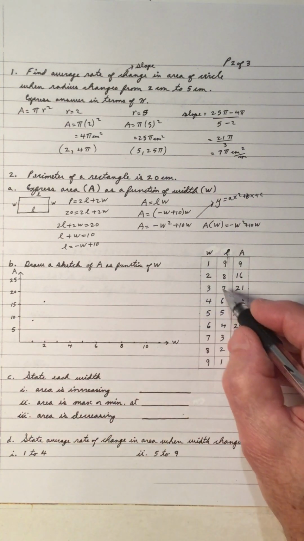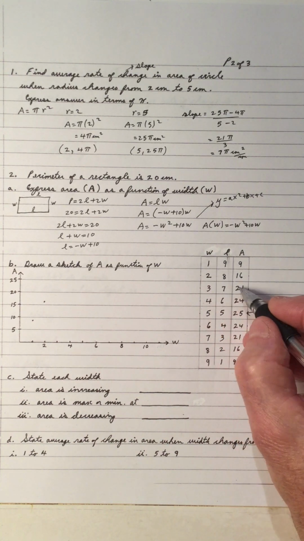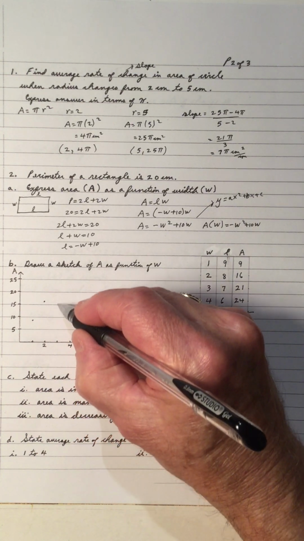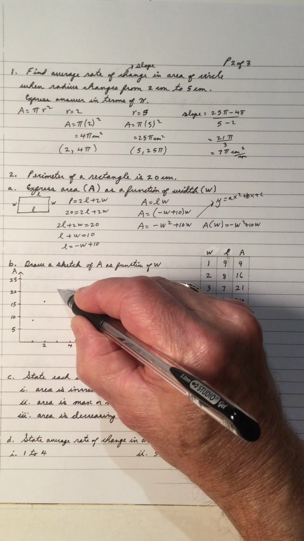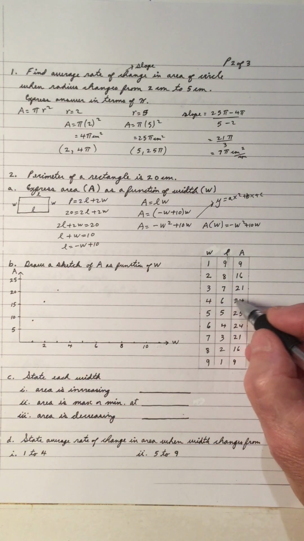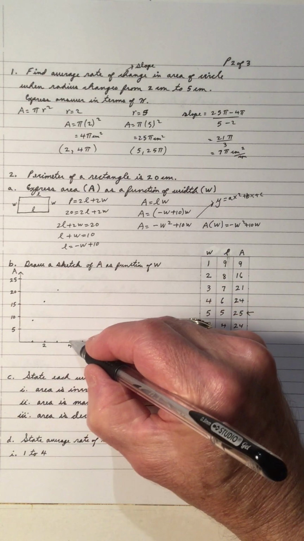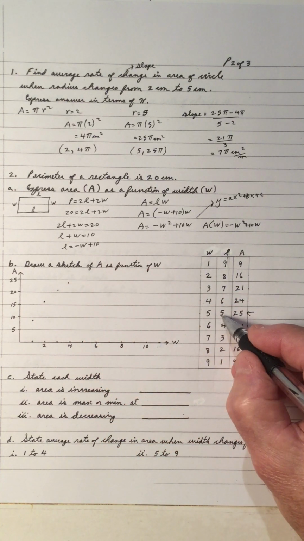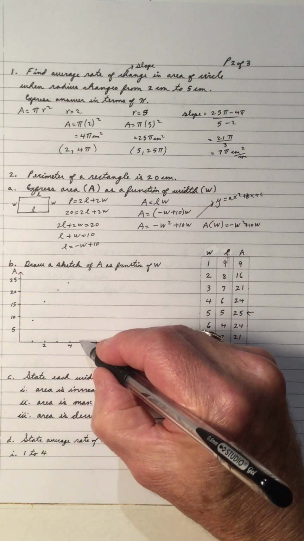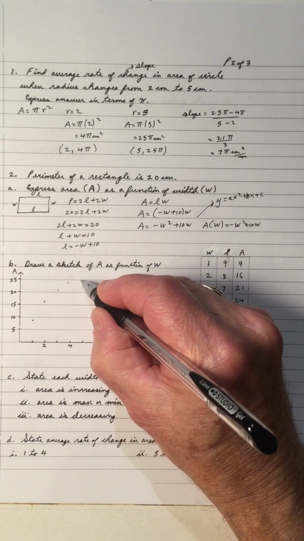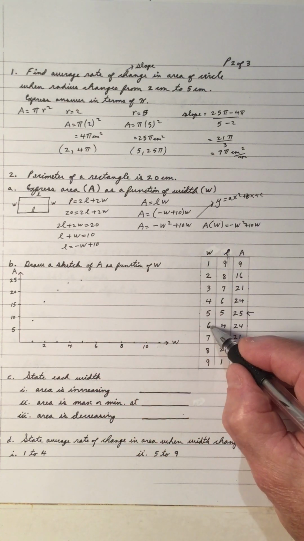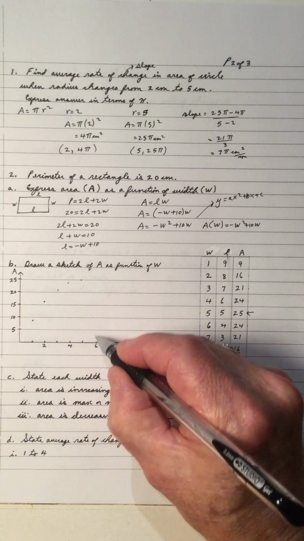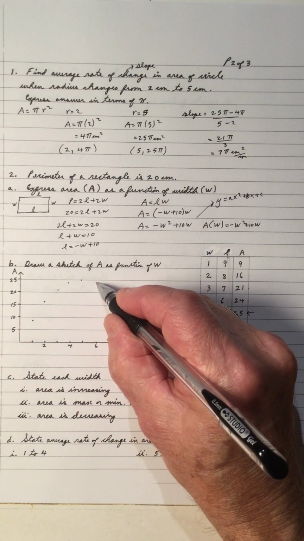When the width is 3, the area is 21. When the width is 4, the area is 24. When the width is 5, the area is 25. And width 6, area 24. Now you can see it's beginning to come down again.